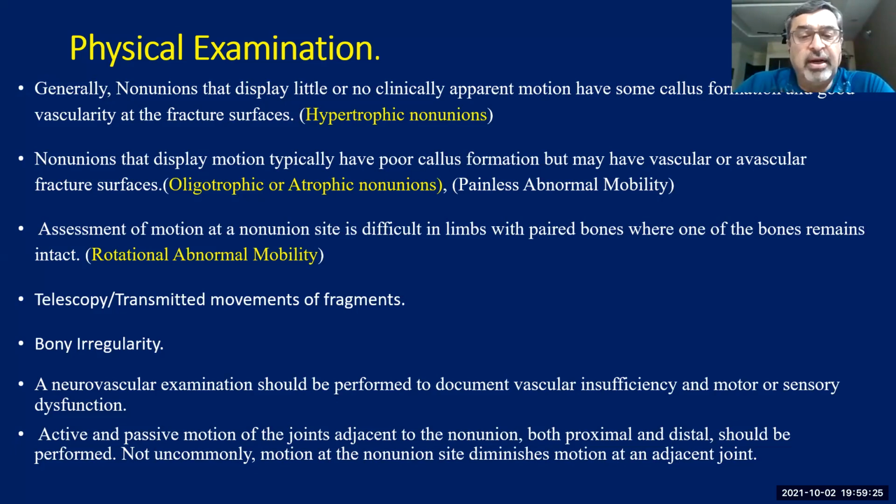A neurovascular examination should be performed to document vascular insufficiency and motor or sensory dysfunction. Active and passive motion of the joint adjacent to the non-union, both proximal and distal, should be performed. Not uncommonly, motion at the non-union site diminishes motion at the adjacent joint.